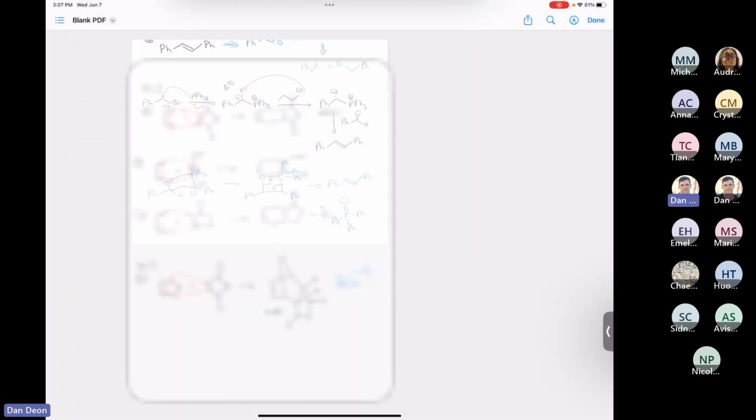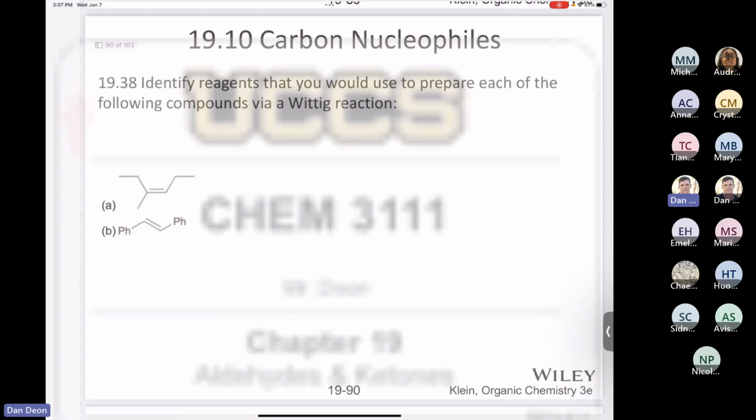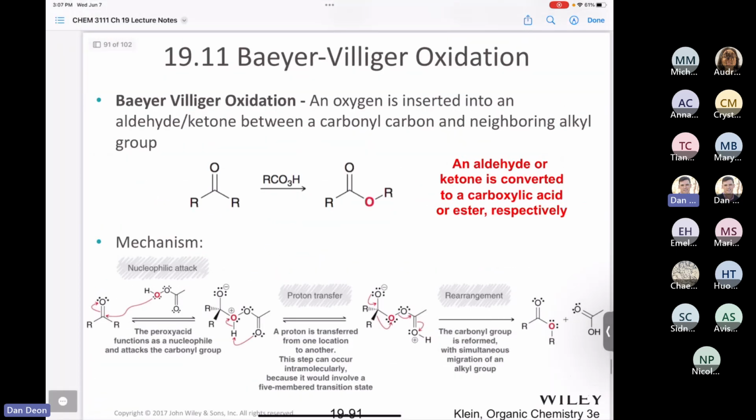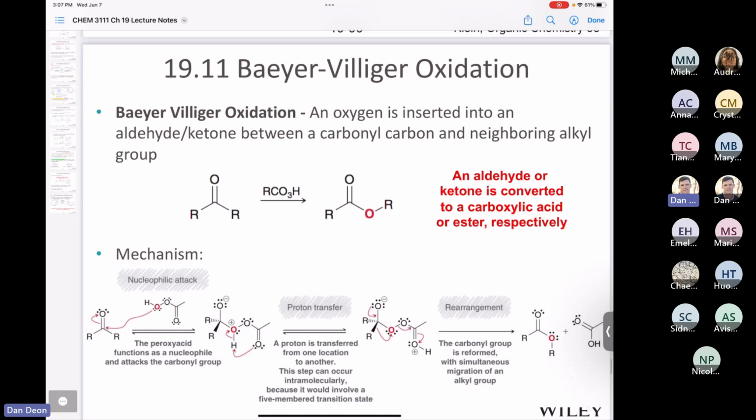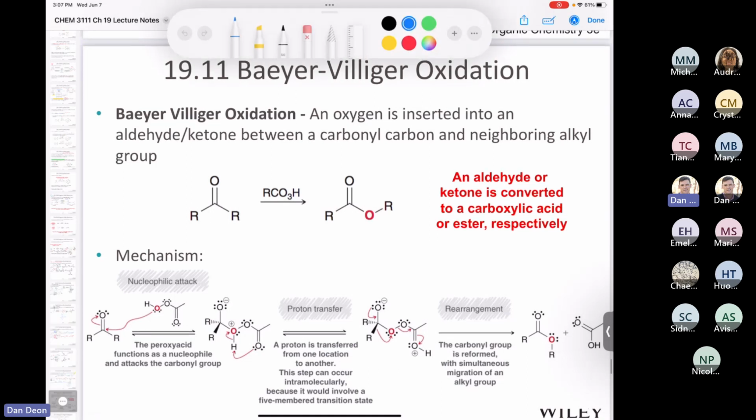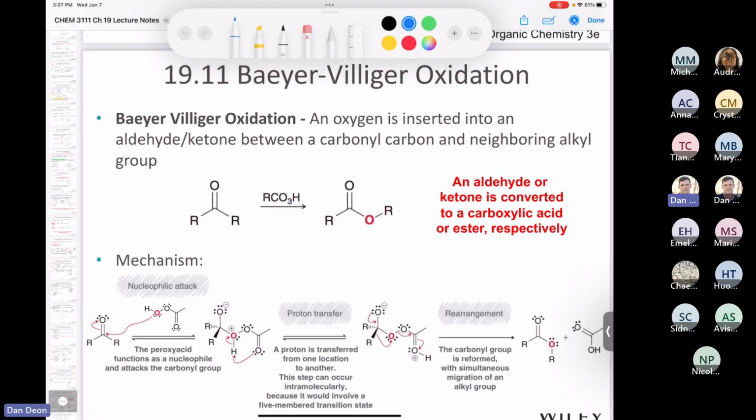And now we're going to get into the last new reaction of the chapter, which is the Baeyer-Villiger oxidation. And this is the same old Bayer. You've probably heard of the Bayer company before. Their name is on some over-the-counter drugs and prescription drugs as well. And Bayer and Villiger developed this oxidation, which is a really neat reaction where you can insert, so check this out, you can insert an oxygen atom into an aldehyde or a ketone between the carbon and the neighboring alkyl group.